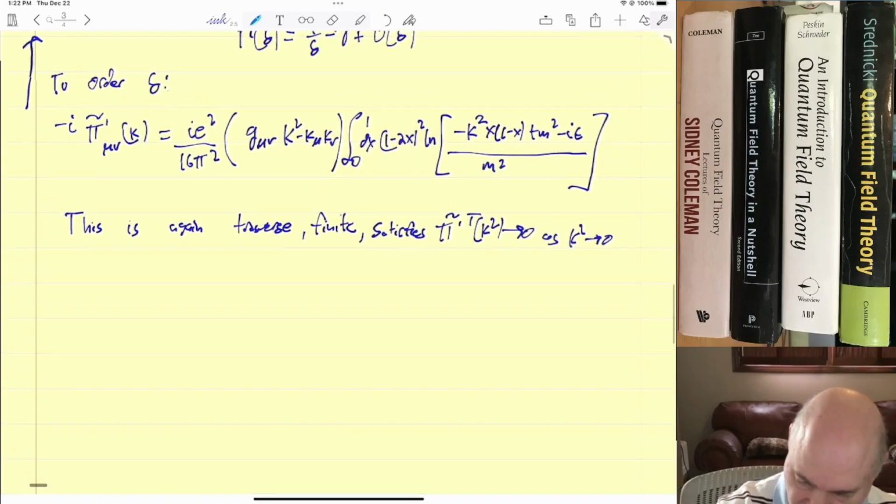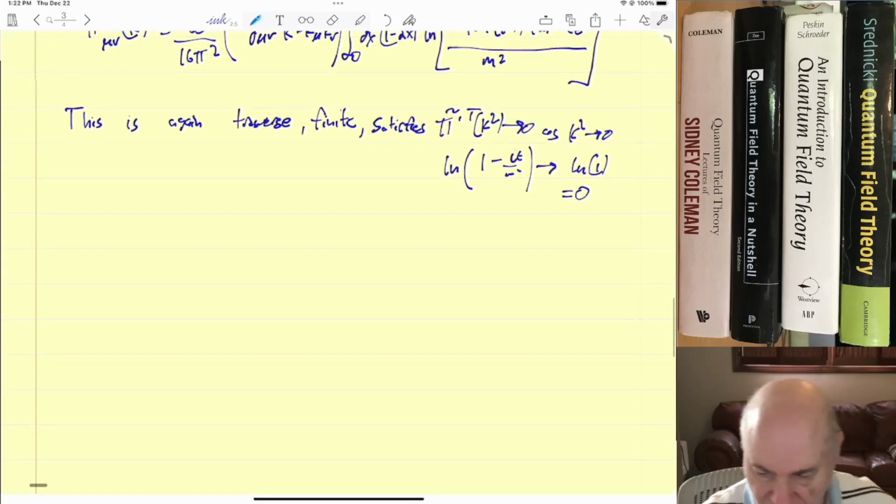As you can see, when we substitute k squared equals 0, we get ln of (1 minus i epsilon over m squared). Epsilon also goes to 0, so we get ln of 1 equals 0. So that's good.